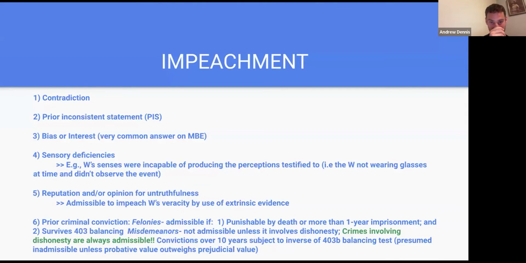Reputation and/or opinion for untruthfulness. So, if you're in my Florida class, you recognize distinctions here, but you can bring in reputation and/or opinion. Reputation: I have heard that. Opinion: I believe that. Truthfulness is always coming in.